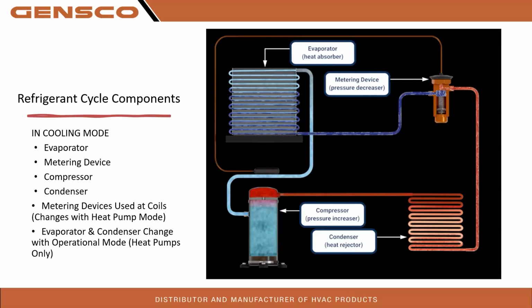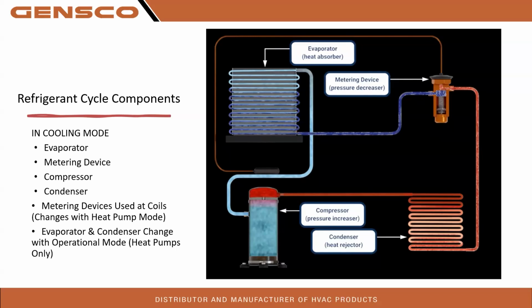We've got our compressor. That is the pressure increaser. It increases the pressure of gas. It cannot pump liquid. This is not a water pump. It can only pump vapor refrigerant. Then we've got our condenser. That is the heat rejector. That could be the condenser in cooling mode on our outdoor unit, rejecting the heat from the high pressure, high temperature gas. That could also be the indoor coil in heating mode on a heat pump. It is actually rejecting the heat into the airflow, and that's where we're getting our heat from. So evaporator, metering device, compressor, condenser.